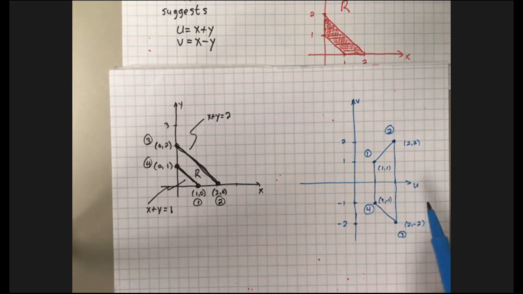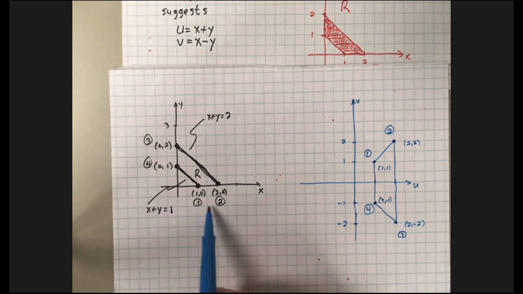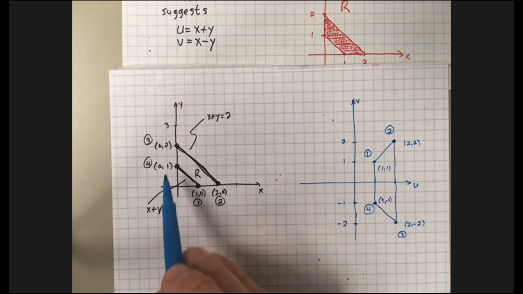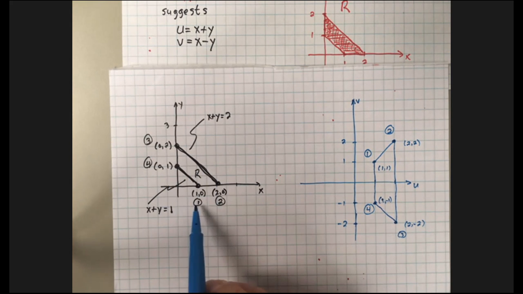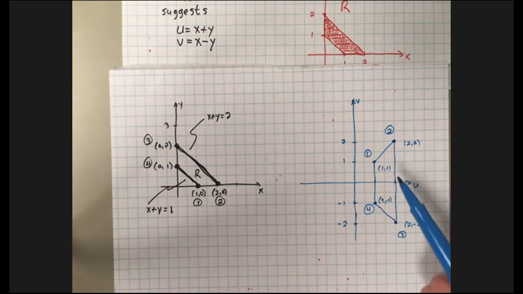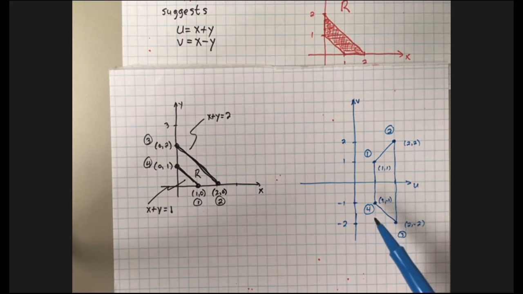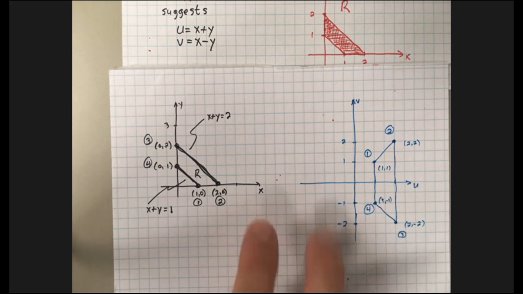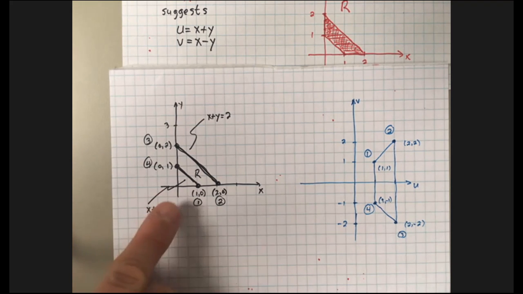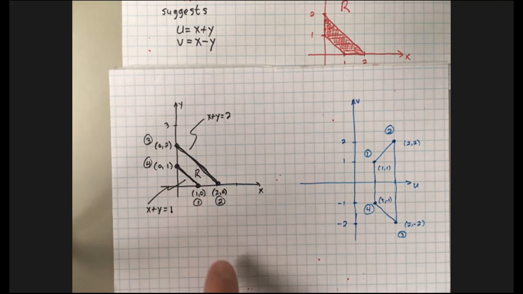So what you notice about these, do you see the 1, 2, 3, 4? When I count here, I'm counting when I walk from one to two to three to four and back to one, I'm walking counterclockwise. But do you notice in the UV plane, from one to two to three to four and back to one is going clockwise. So somehow I've actually reversed this template.